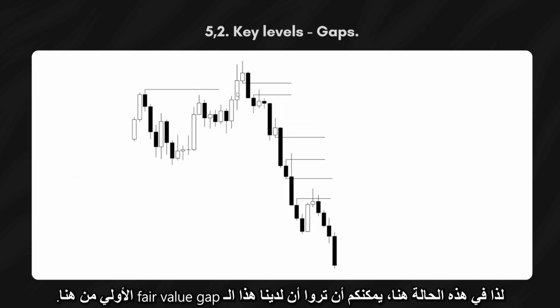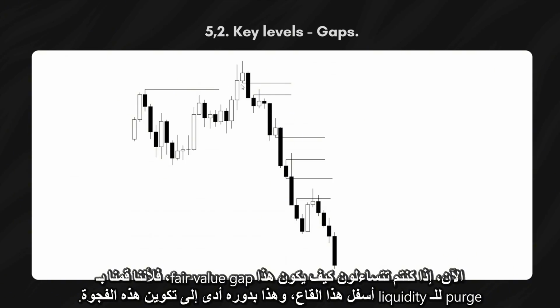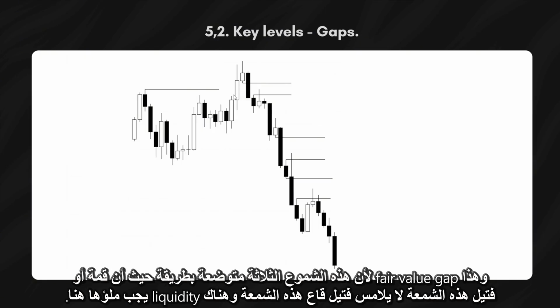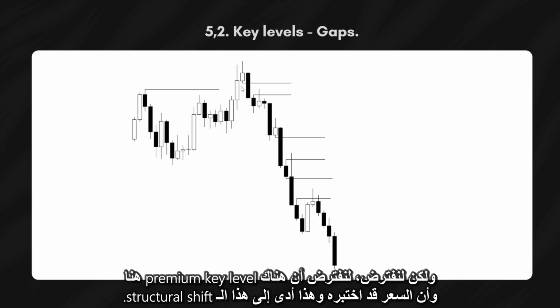So in this case right here, you can see we have this initial fair value gap formed here. If you're wondering how this is a fair value gap: we purged liquidity below this low, and that in turn led to the formation of this gap. It is a fair value gap because these three candles are positioned in a way where the high or the wick of this candle does not touch the lower wick of this candle, and there is liquidity to be filled here.